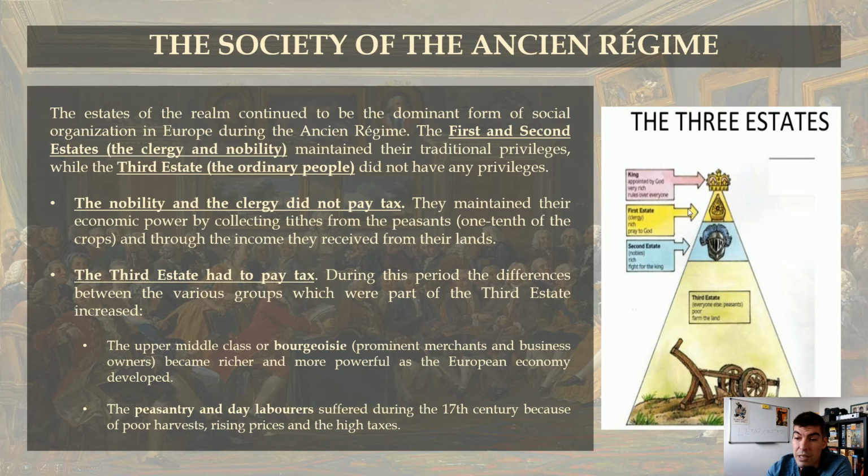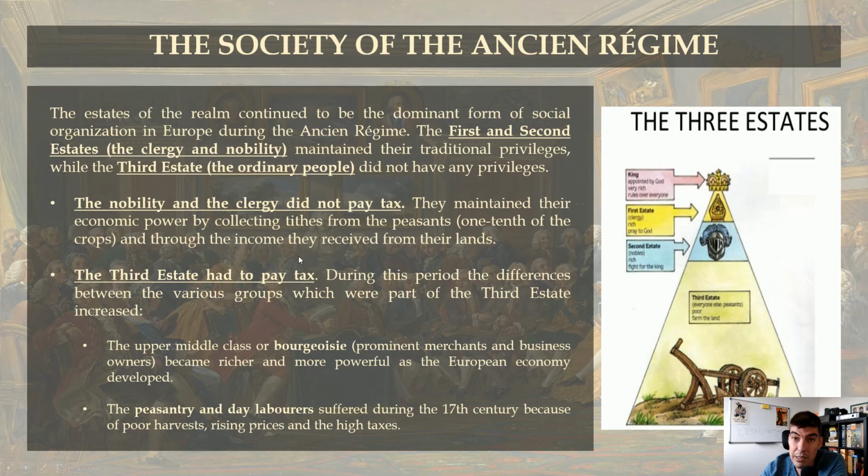The first and second estates had privileges, but the third estate did not have any. What was the main privilege that the first and the second estate had? They did not pay tax. They maintained their economic power by collecting tithes from the peasants. This is for the first estate. A tithe is 10% of the crops, diezmo en castellano, and through the income they received from their lands, in the case of the noblemen, the second estate.